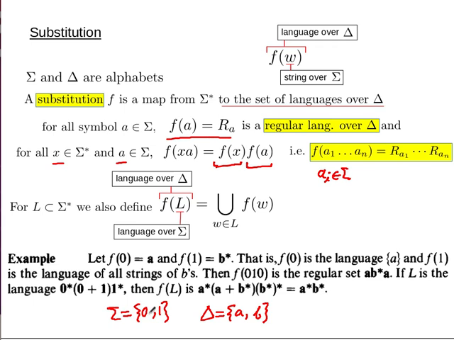So f of 0 and f of 1, that is what defines the substitution, right? Once you define this f for each symbol, then f is defined for all the strings, and once it is defined for all the strings, it is defined for this L also. So you just need to define it for the symbols 0 and 1. And this is how it is defined. So f of 0 is A and f of 1 is B star.